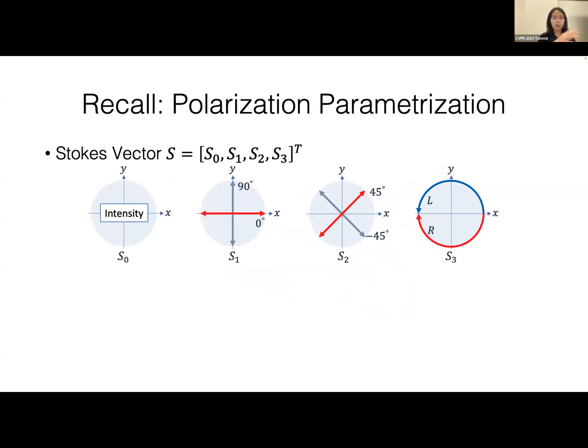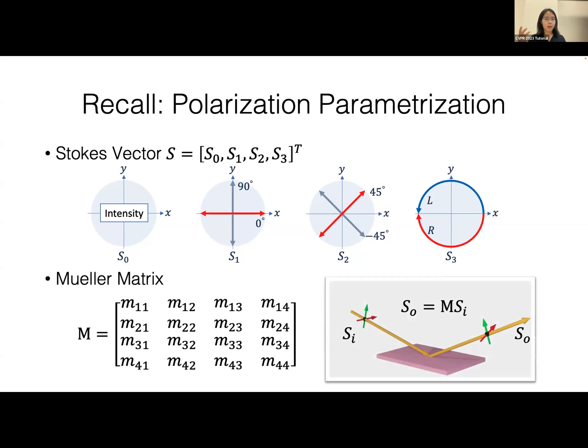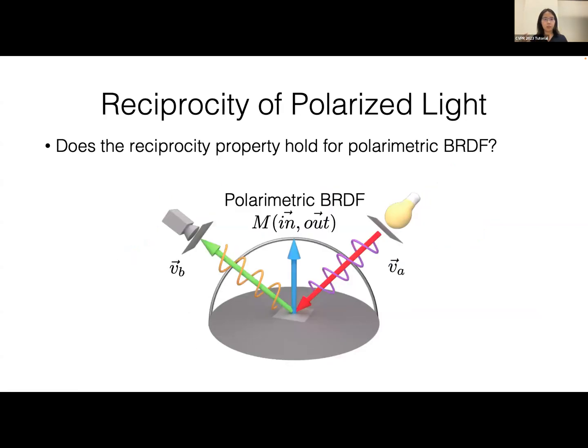And again, let me just give you a recap of the polarization parameterization, which has already been talked about by someone. Here we use the Stokes vector for representing the polarization, which is a 4D column vector. And then the polarimetric BRDF is again the Mueller matrix that acts on Stokes vectors, and a Mueller matrix is normally a 4x4 matrix. So here in our problem, the polarimetric BRDF is no longer a scalar value, but a 4x4 matrix. So now the question is, does the reciprocity property still hold? Are the two matrices still the same if we exchange the imaging and lighting directions?